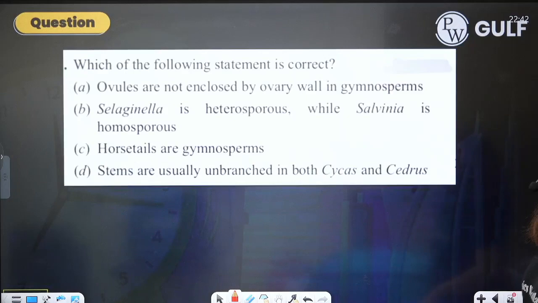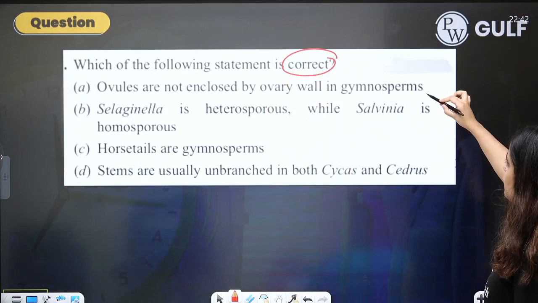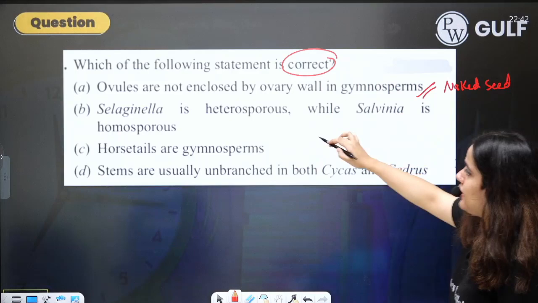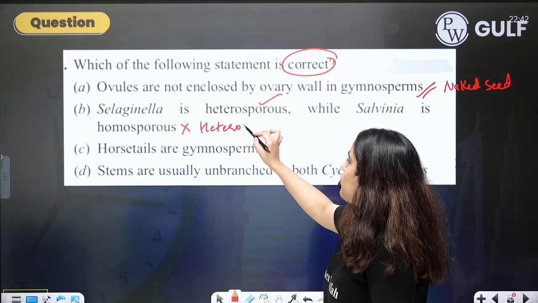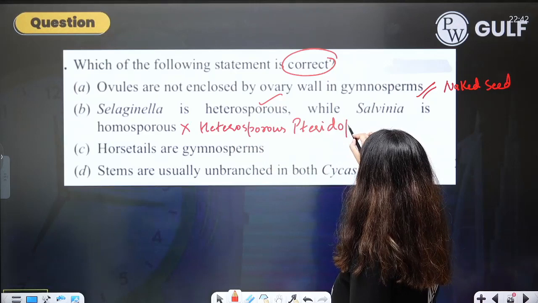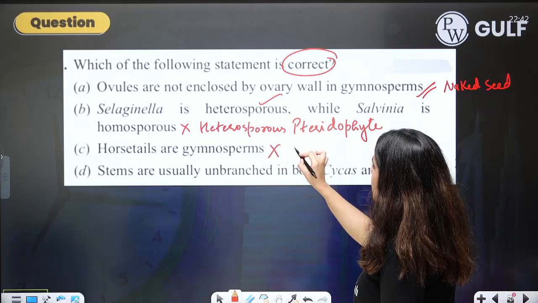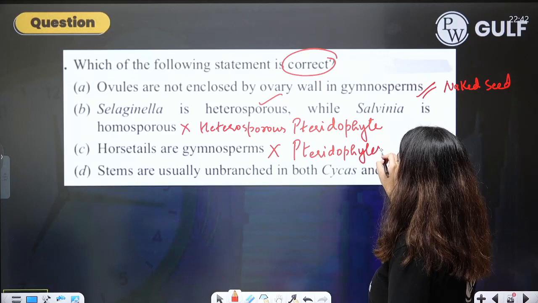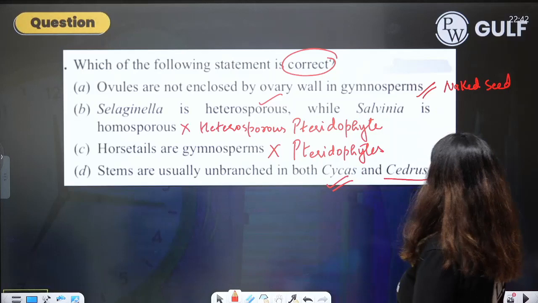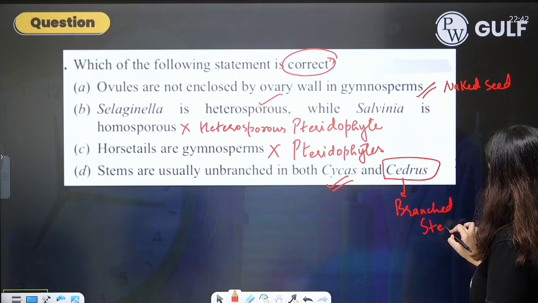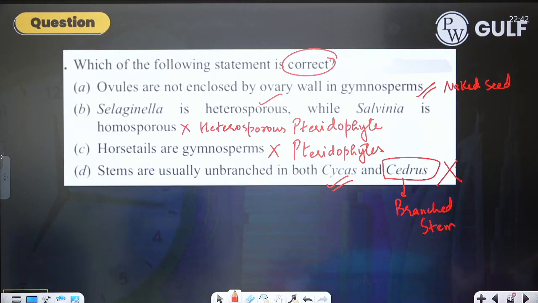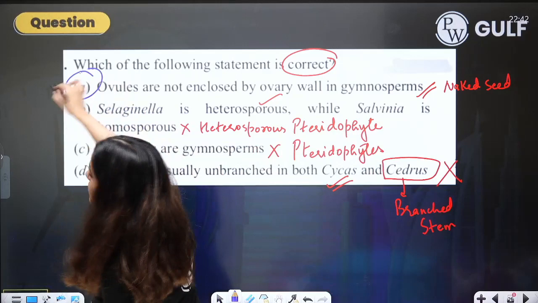Which one of the following is correct? Ovules are not enclosed by ovary wall in gymnosperms. Yes, they have naked seed. Selaginella is heterosporous. Salvinia is homosporous. No, beta. Salvinia is also a heterosporous pteridophyte. Remember, Marsilea, Azolla, Salvinia, Selaginella. Horsetails are gymnosperms. No, horsetails are pteridophytes. Horsetail means equisetum. Equisetum is a pteridophyte. Stem is unbranched in cycas, yes, but cedrus has a branched stem. So here you can see only statement one is correct. Second, third and fourth are incorrect.